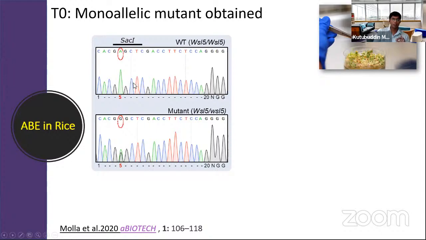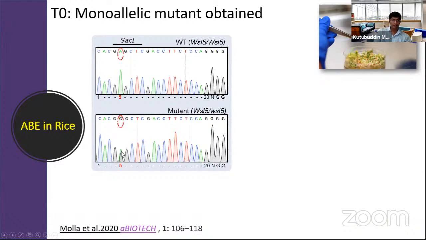So, if I want you to understand very easily, this blue peak means C nucleotide, green peak means A nucleotide, black peak means G nucleotide, and red peak means T nucleotide. So this is the wild type control chromatogram of the target region that we targeted. And this A was our target to change. And you can see in T0, we have found this A has been changed to a G.